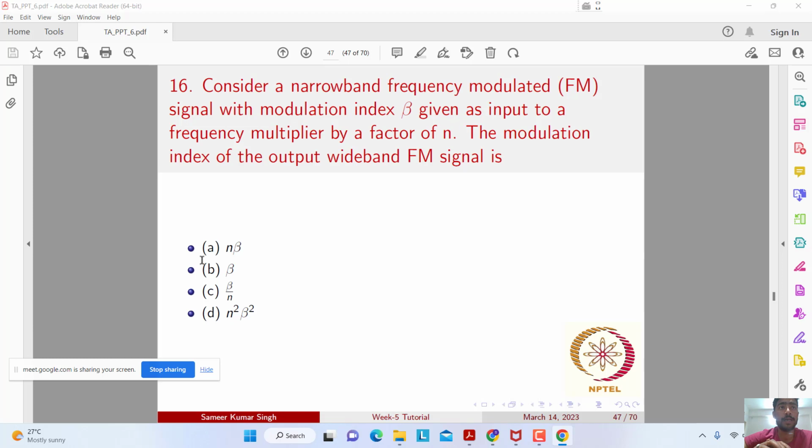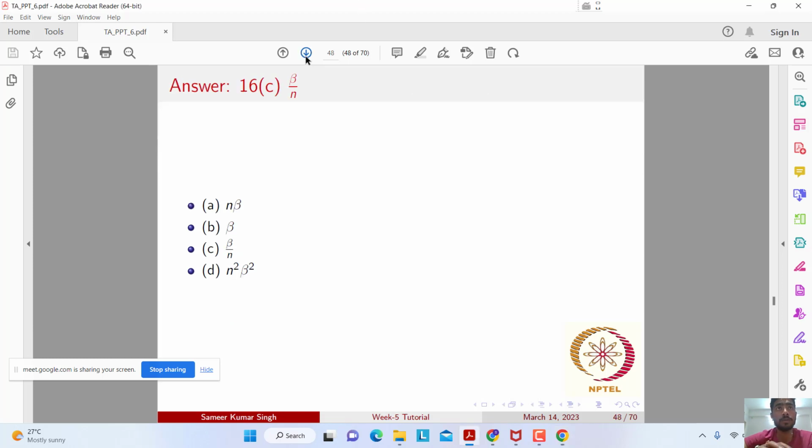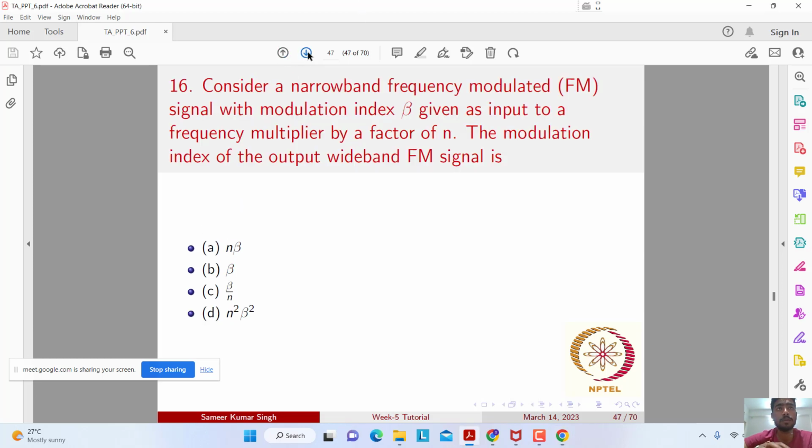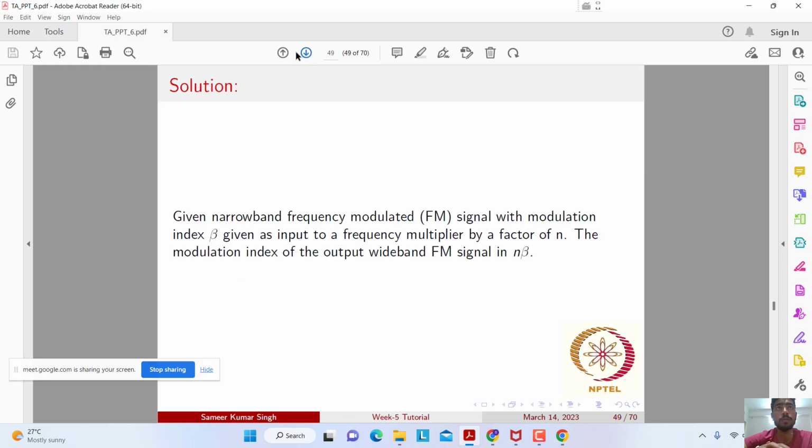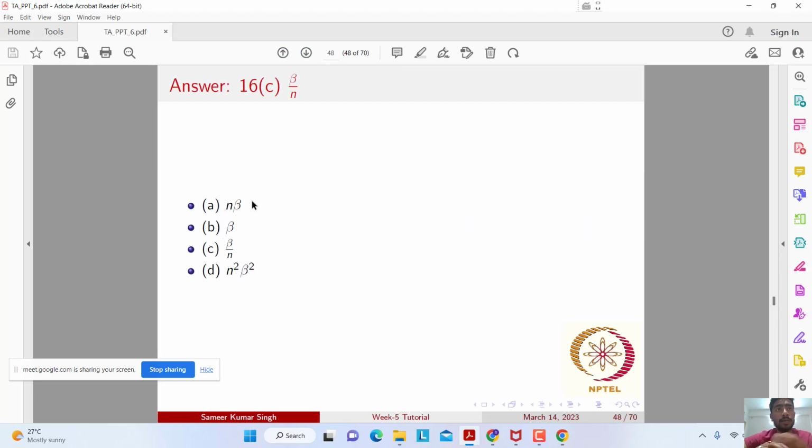Okay, the answer will be A part. Sorry, it's a typing mistake. It will be the A part. That will be n beta, not beta by n. It will be n beta.